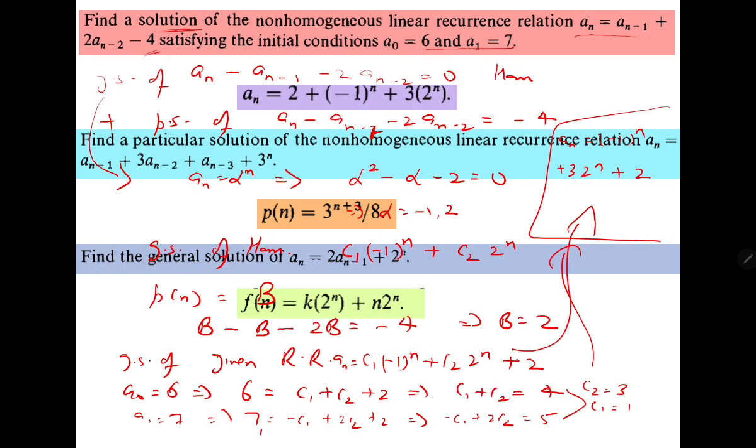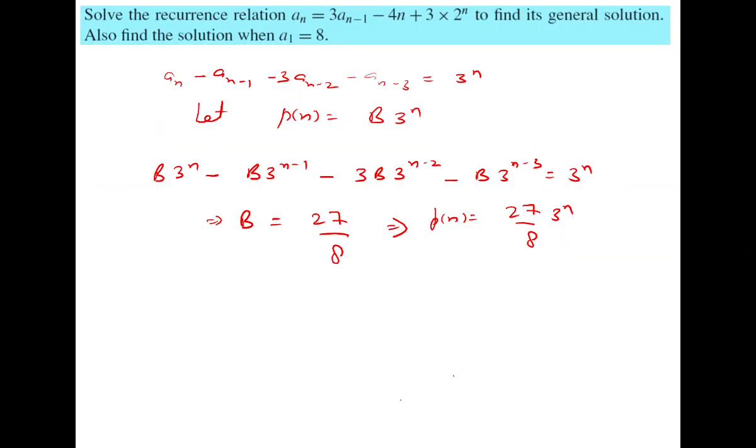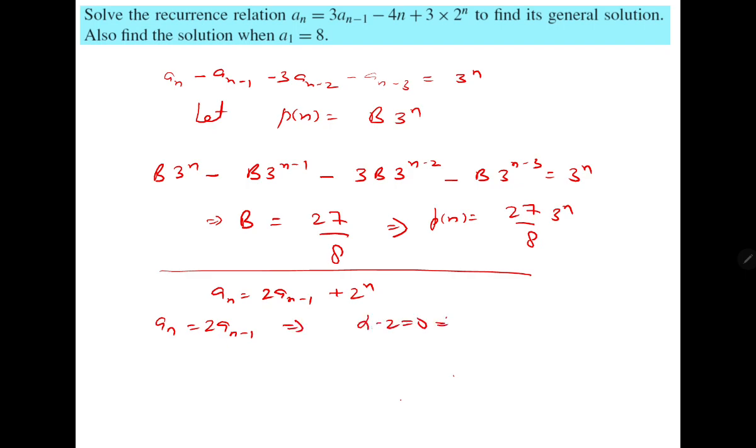Now the next question is the general solution of a_n is equal to 2a_(n-1) plus 2 raised to the power n. So let me write down the recurrence relation here. a_n is equal to 2a_(n-1) plus 2 raised to the power n. Now I need a general solution. It means the homogeneous part is a_n is equal to 2a_(n-1). That gives you alpha minus 2 is equal to 0. Alpha is equal to 2. a_n is some constant times 2 raised to the power n.